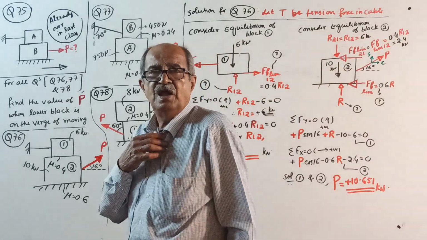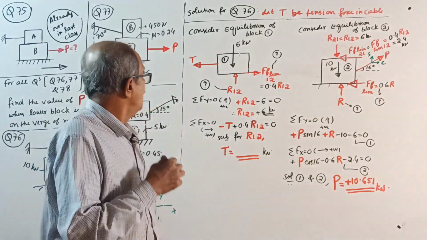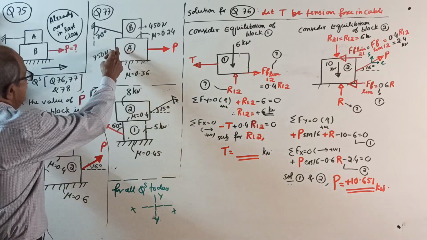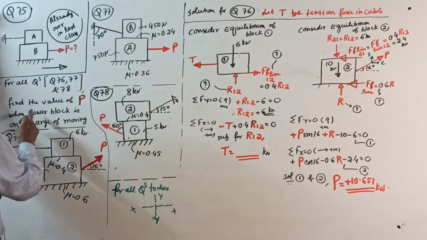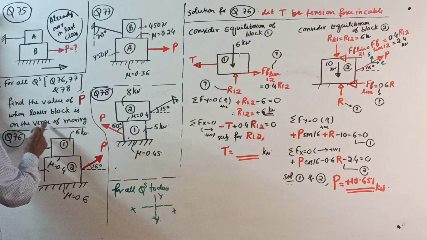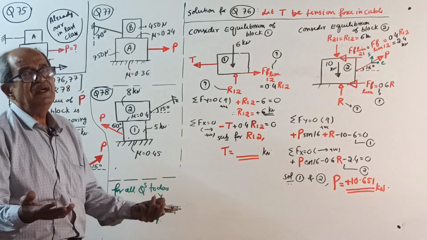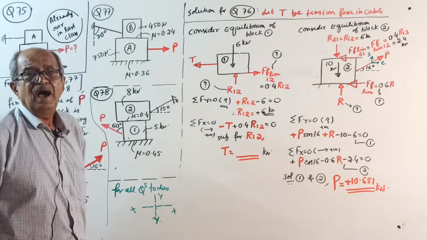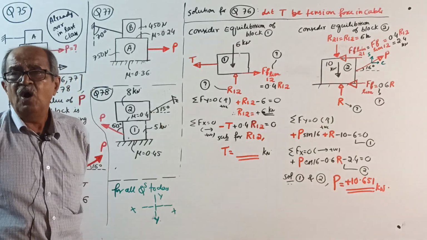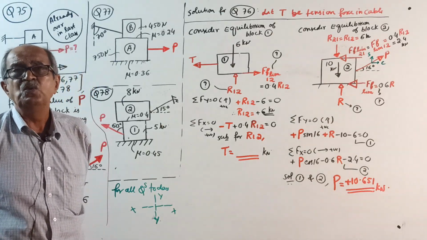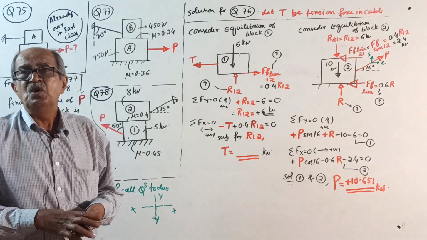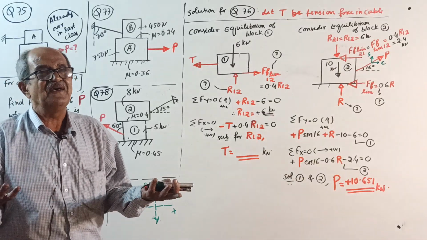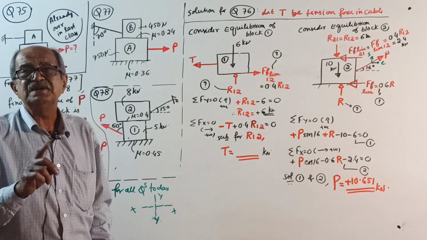Okay. I forgot to tell in the beginning, all the question is for all this one, 76, 77 and 78, find the value of P when the lower block is on the verge of moving. Moving which side? In the direction of P. Okay. Or they can ask you either on the verge of moving or least force required to move or minimum force required to move or maximum limit of equilibrium. Anything they can ask. So remember, I won't waste time.